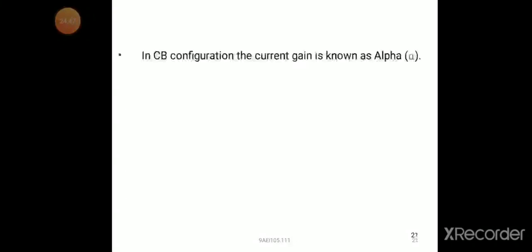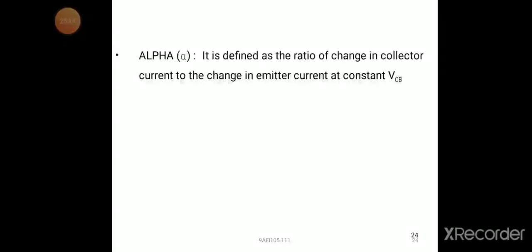In common base configuration, the current gain is known as alpha. Common base alpha is nothing but the current gain or current amplification factor in the common base. Next, in common emitter configuration, the current gain is known as beta. Beta is for the common emitter. Gamma is for the common collector configuration.